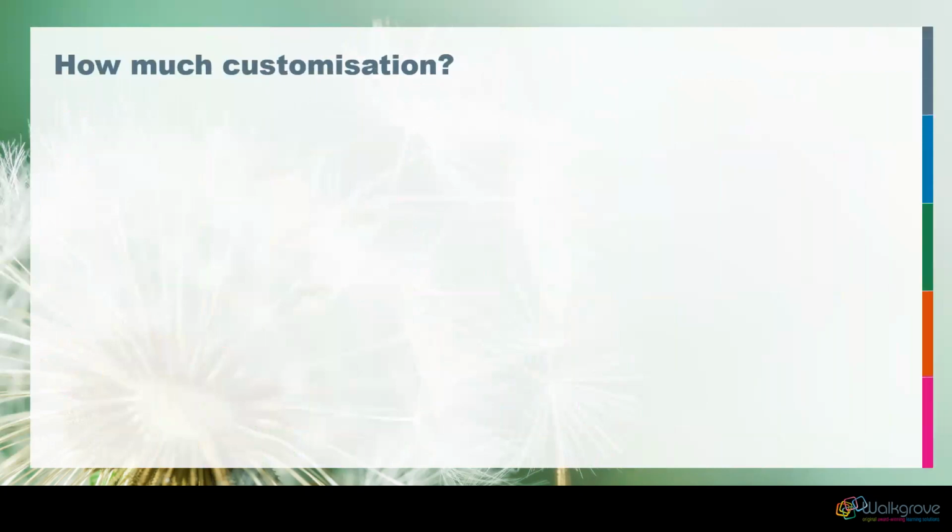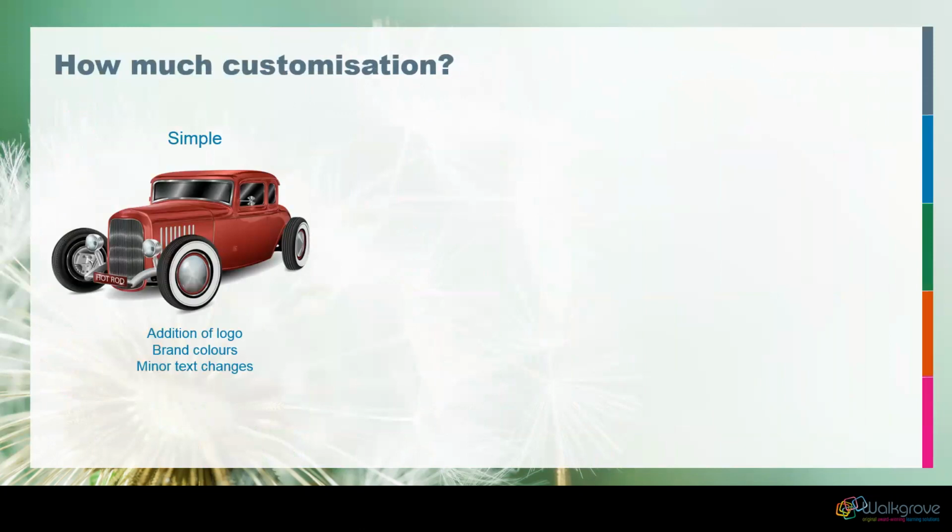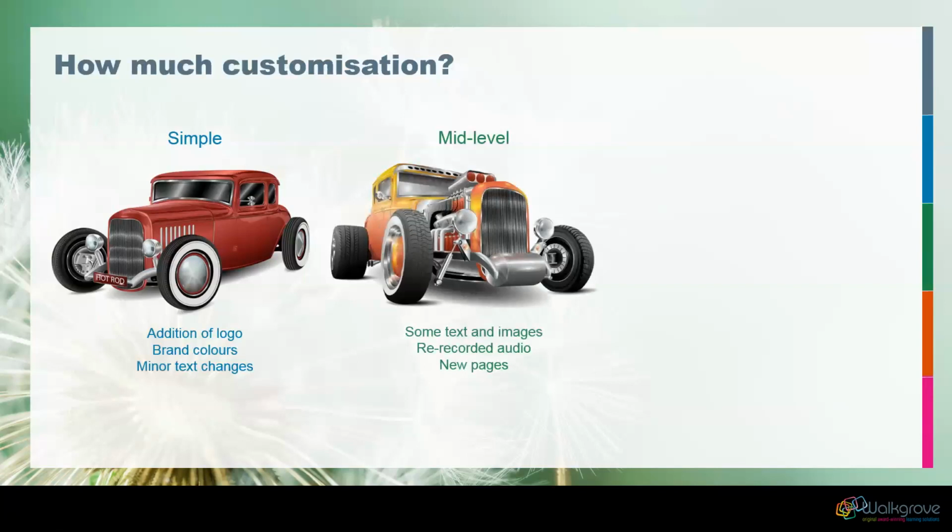So how much customization do you want? At the simplest level, which will have the smallest one-off cost, you'll be looking at the addition of the logo, your brand colors, and minor text changes. That's something that most suppliers will be able to offer you. At a mid-level, you might look at text, images, maybe some re-recorded audio and some new pages.